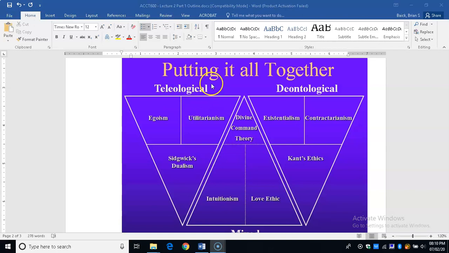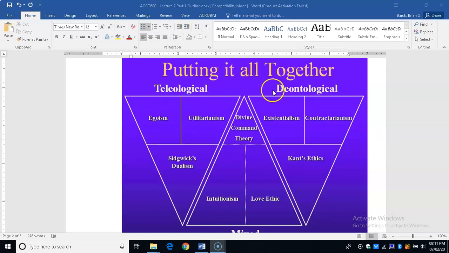What's another word for teleological? It starts with the letter C. Consequential, right? Consequentialist approach. So you can think of ethics from a consequentialist or teleological approach. That's on the left side.